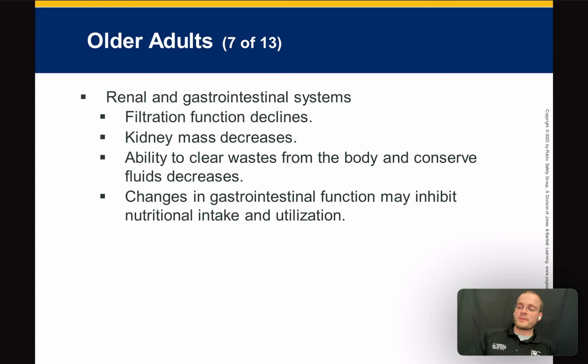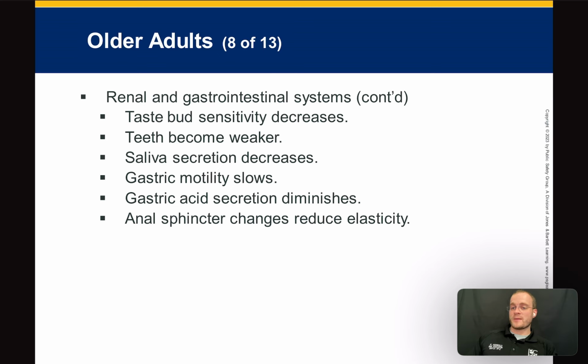Anyways, taste bud sensitivity decreases. This actually happens in adulthood too, and starts to gradually decrease. The teeth become weaker. This isn't a surprise. So dentition becomes an issue. So you'll see dentures are pretty common in older people. It's because their teeth have become weakened and brittle, and they've eventually been pulled and replaced with dentures, which are false teeth. Saliva secretion will decrease. Again, this contributes to the weak teeth. Saliva helps prevent bacteria growth on teeth.